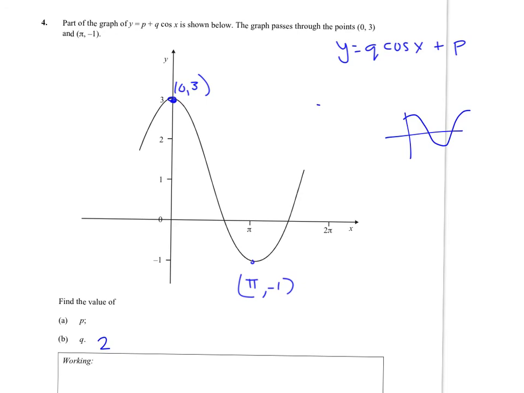Then we have to figure out how far our graph was shifted up, and basically we're just looking for the vertical middle between (0, 3) and (pi, negative 1). Halfway between 3 and negative 1, it's a distance of 4, so that's 2 from each side. So 2 up from negative 1 gives us 1, or 2 down from 3 gives us 1. So the middle is here at 1, and that's our P, and that's all there is to it.